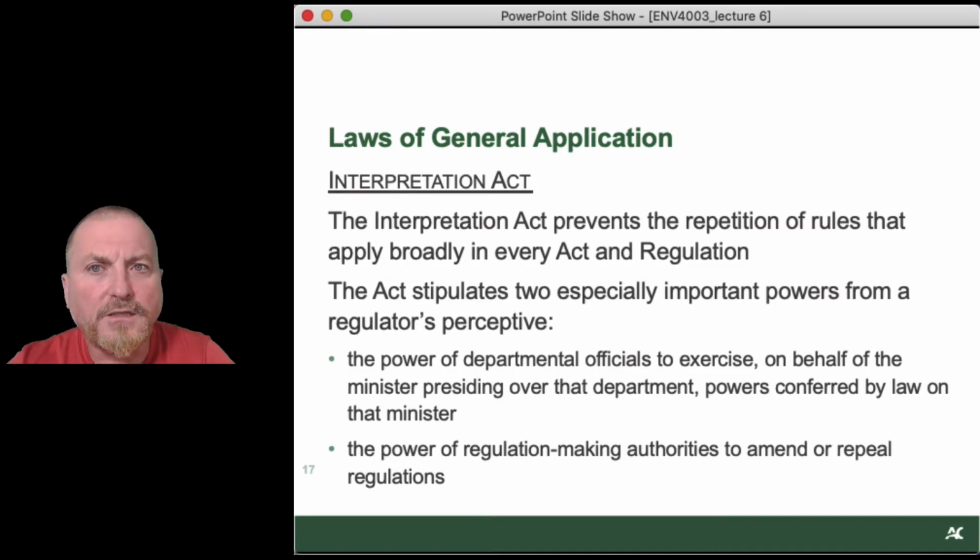The power of regulation making authorities to amend or repeal the regulations, right? So in other words, the officials also have those powers to suggest regulation amendments or refinements or new regulations be developed, as long as what they're proposing is consistent with a legislative act, the powers allowed in a legislative act, or the authorities as we call it, and that their minister is a designated principal authority for that act, okay?